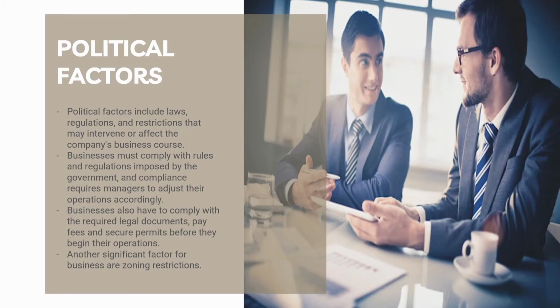Political factors. Political factors include laws, regulations, and restrictions that may interfere or affect the company's business course. Businesses must comply with rules and regulations imposed by the government, and compliance requires managers to adjust their operations accordingly. Also, businesses have to comply with the required legal documents, pay fees, and secure permits before they begin their operations. And lastly, another significant factor for business are zoning restrictions.